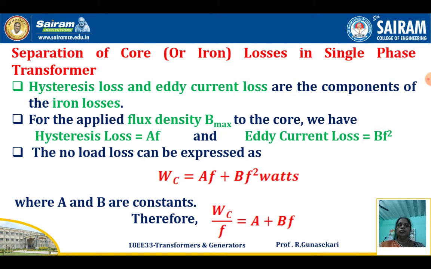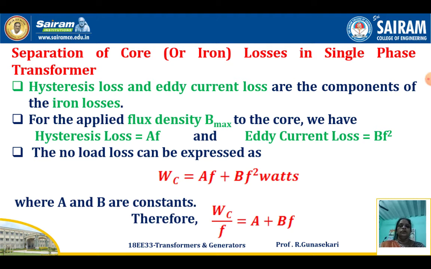Because the no load loss or core loss or iron loss is equal to the sum of eddy current loss and hysteresis loss. So hysteresis loss is A F, eddy current loss is B F squared. Therefore W C is the sum of A F plus B F squared. Unit is watts, where A and B are the constants.